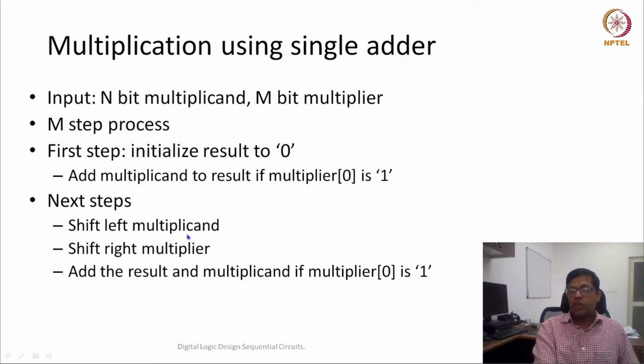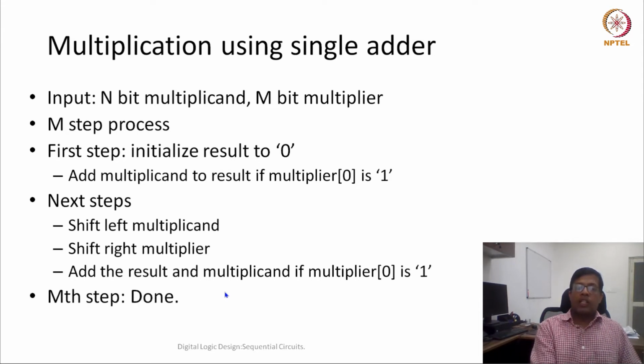We are always shifting the multiplicand left by 1 bit, and we are also shifting the multiplier in the right direction, again by 1 bit. So these two steps we are always doing. The other step is we have to add the multiplicand and the previous result if the 0th bit of the multiplier is 1. If the 0th bit of the multiplier is not 1, then we need not add. Or in other words, even if we add, we will not show it as a result.